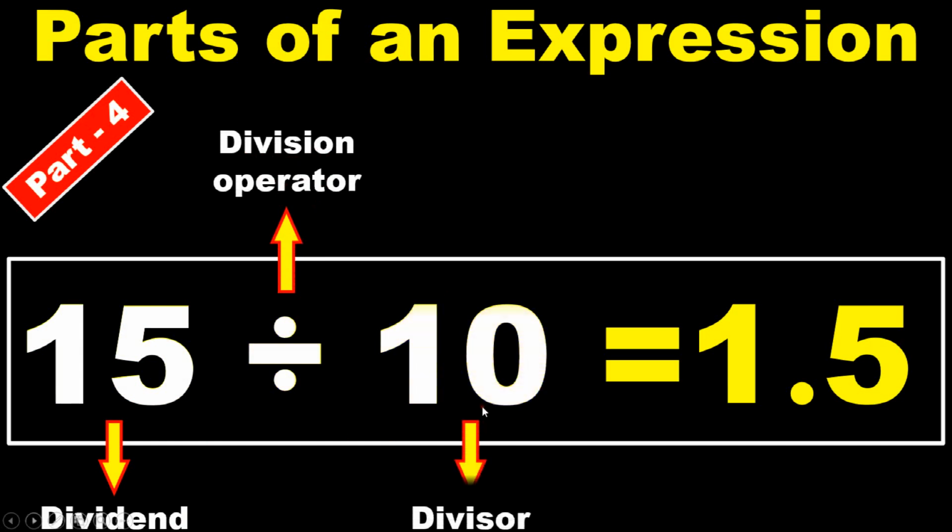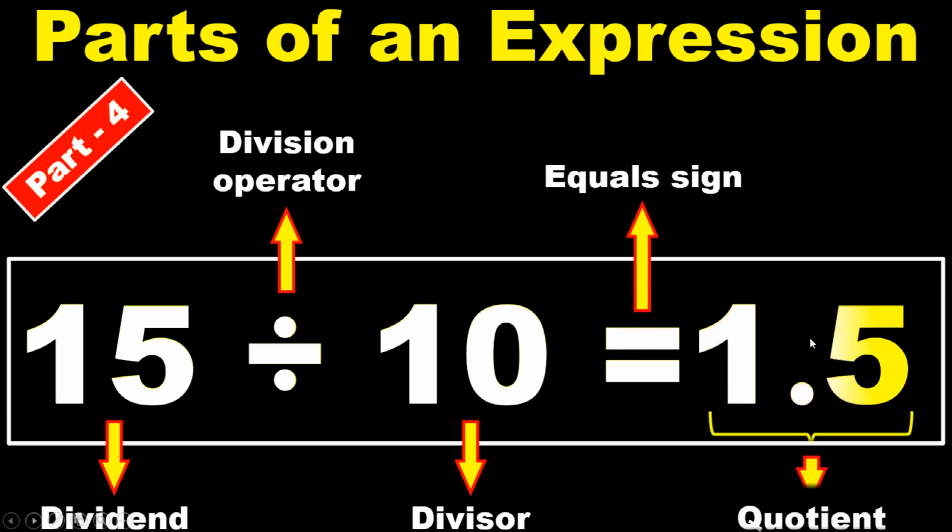The number dividing, 10, the number of equal parts you are dividing by, is called the divisor. The equal symbol, then we have the equal sign. The result, 1.5, the answer to a division problem, is called the quotient.